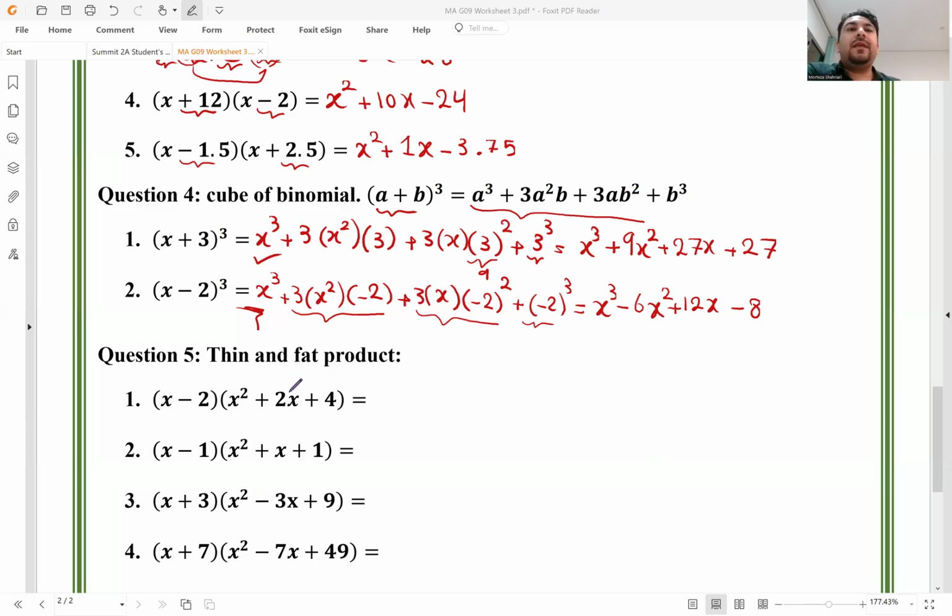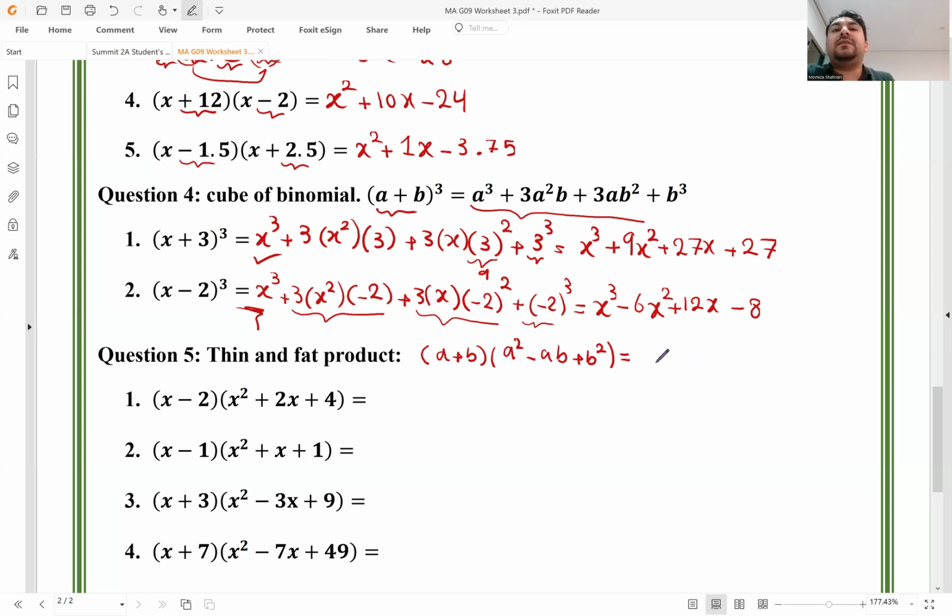Question 5, thin and fat product. Okay, let's take a look at this. X minus 2 times x squared plus 2x plus 4. It says that if we have a bracket a plus b times a squared minus ab plus b squared, that makes the thin and fat part.